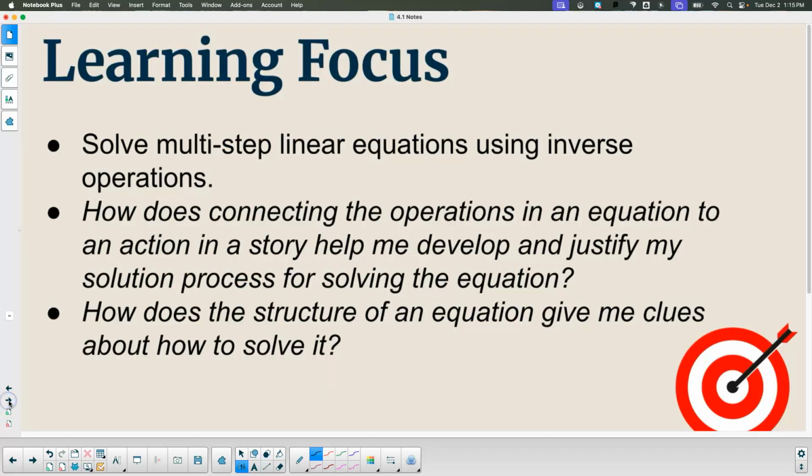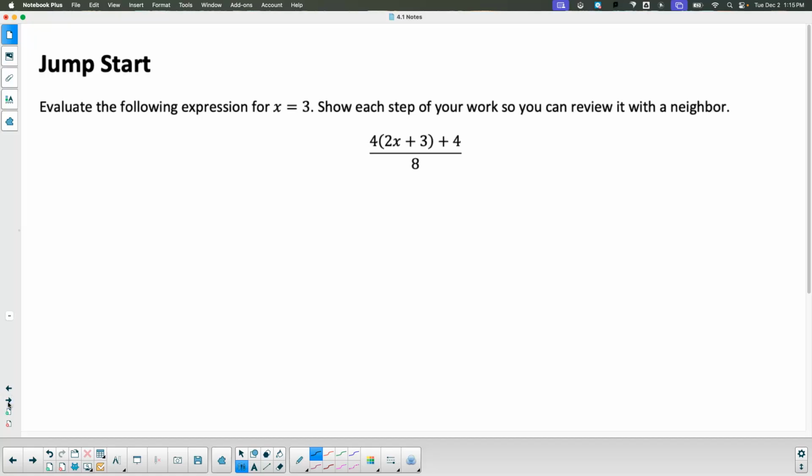Love it. So today we're going to talk more about solving multi-step linear equations. Okay? So let's start here now on the jump start, which I believe is at the top of page 3. We want to evaluate the following expression for x equals 3. What does evaluate the following expression for x equals 3 mean to you? There's nothing to solve. There is no equal sign. Simplify.